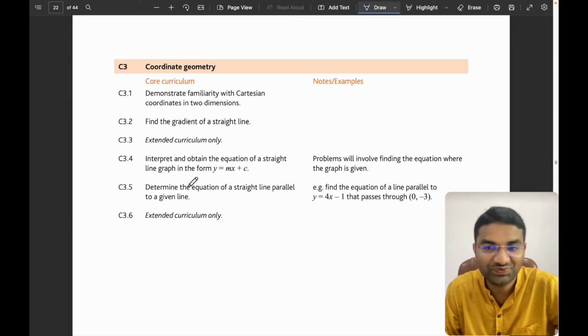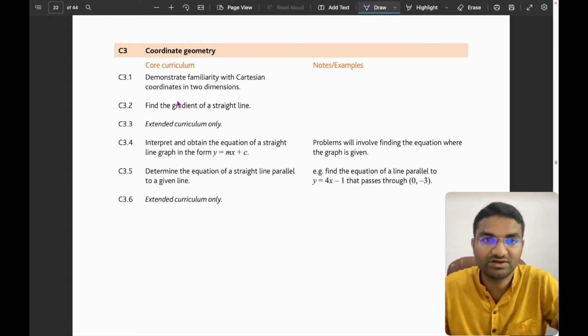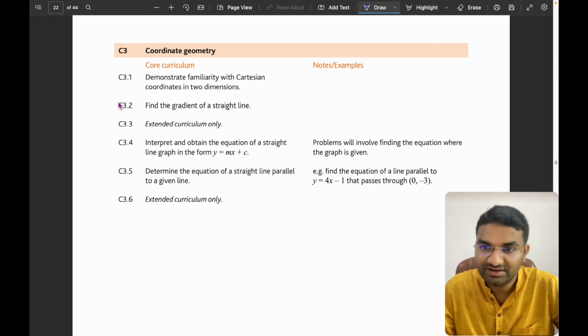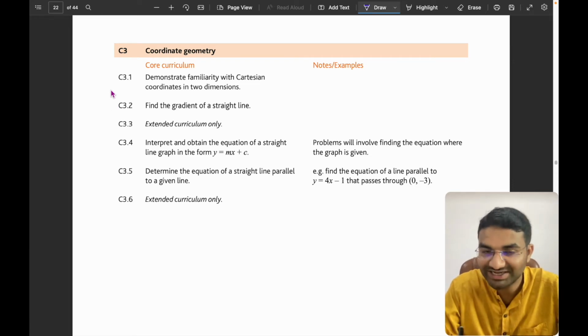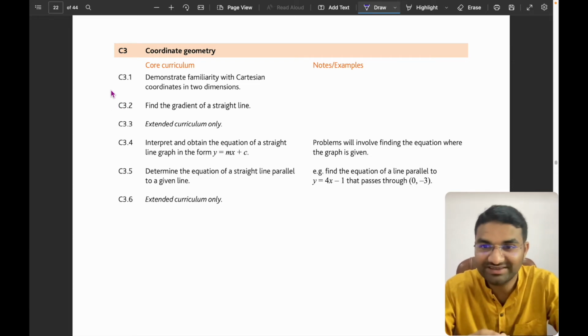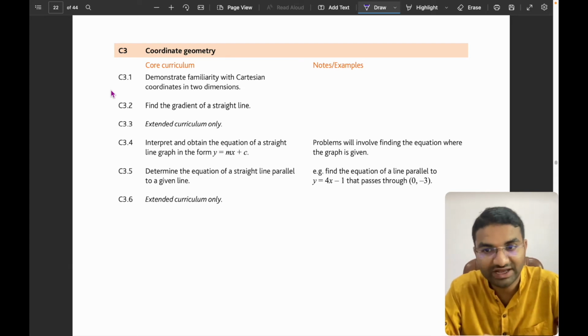Then the next part, a very interesting one, coordinate geometry. The coordinate geometry part is simple, yet you will sometimes get difficult questions as well, but it's very interesting. I have solved a number of questions. You can check out our earlier videos as well.